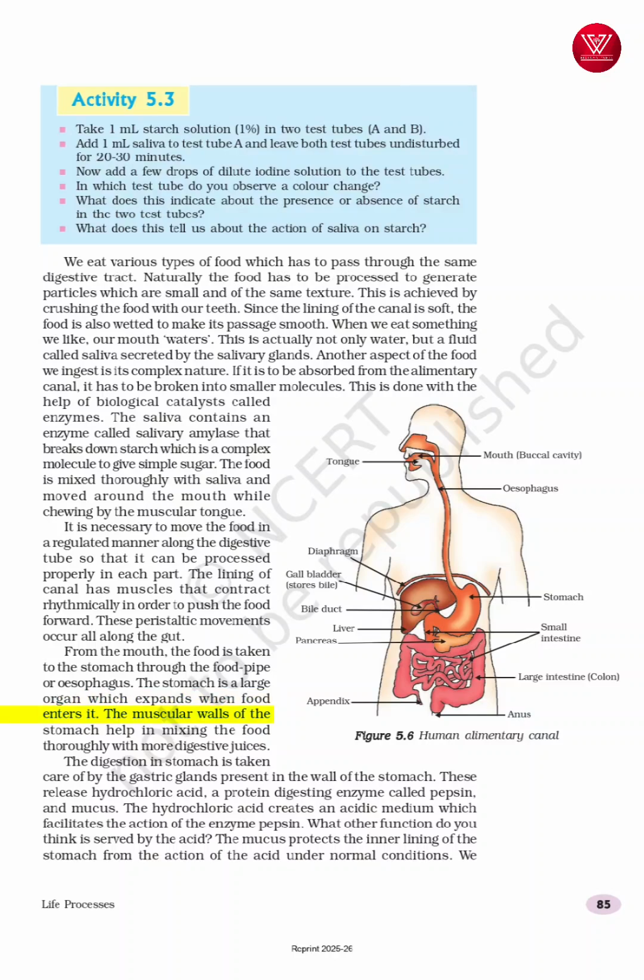The muscular walls of the stomach help in mixing the food thoroughly with more digestive juices. The digestion in the stomach is taken care of by the gastric glands present in the wall of the stomach. These release hydrochloric acid, a protein digesting enzyme called pepsin, and mucus. The hydrochloric acid creates an acidic medium which facilitates the action of the enzyme pepsin.